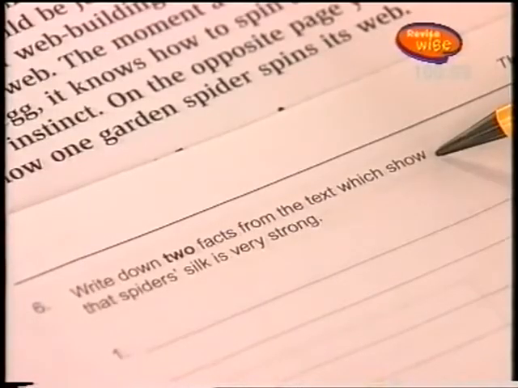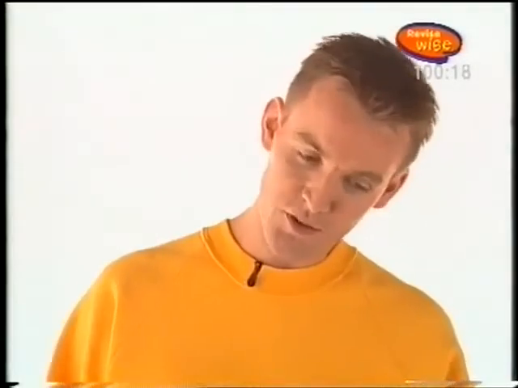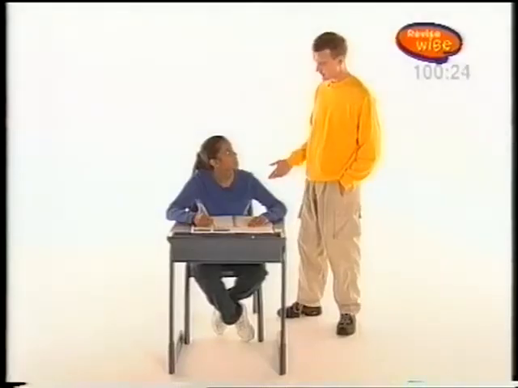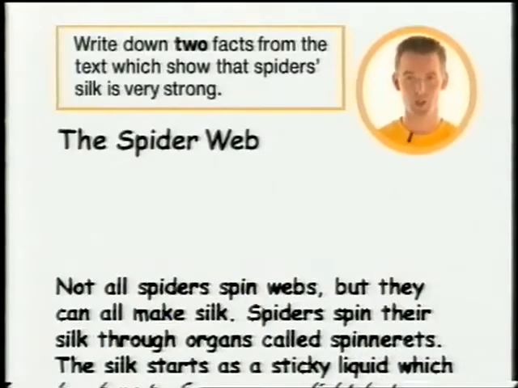Okay, write down two facts from the text which show that spider silk is very strong. So what do you need to do? Go back to the text. Right. And skim read till I find the bit I want. And what is it you're looking out for? The bit about how strong the spider's web is, that's when I start to read carefully. Okay, so skim read. Why don't you have a go at skim reading too?